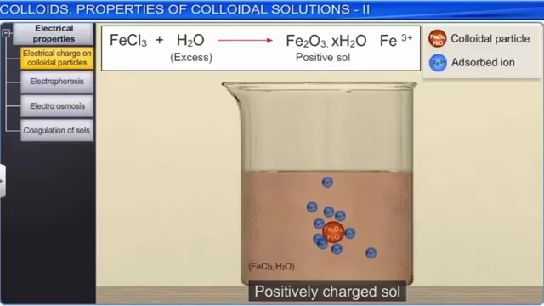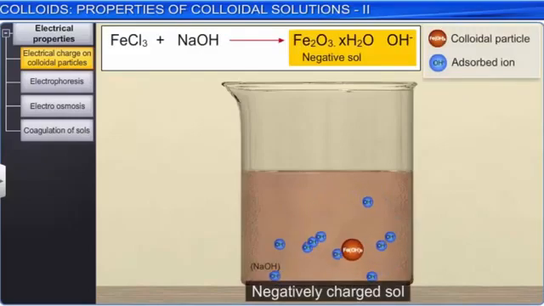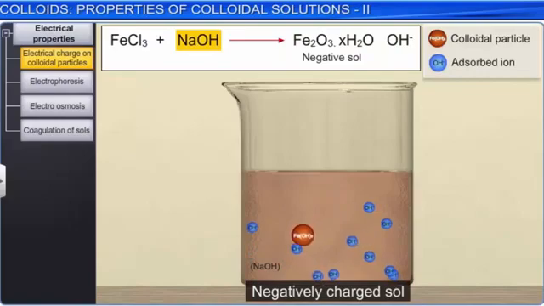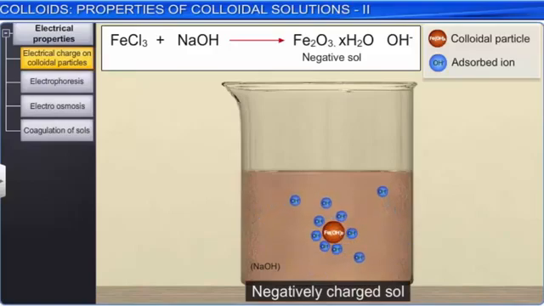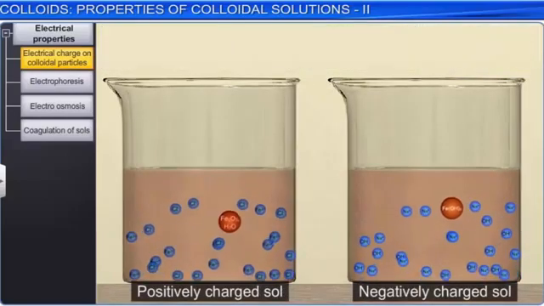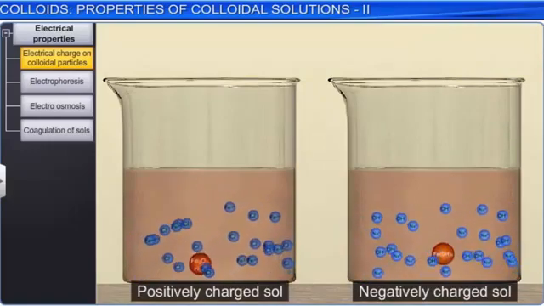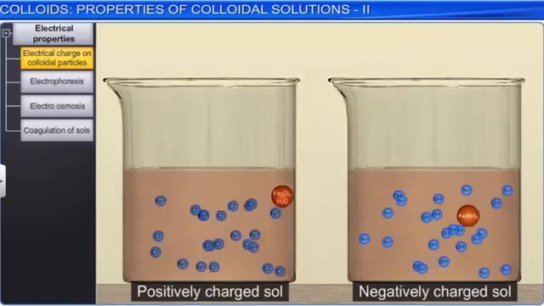However, a negatively charged sol of ferric hydroxide is obtained when ferric chloride is added to sodium hydroxide. In this case, there is preferential adsorption of hydroxyl ions on the colloidal particles. In either case, the ions left out will give an equal and opposite charge to the dispersion medium and will remain in it.